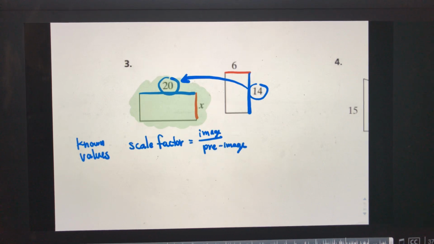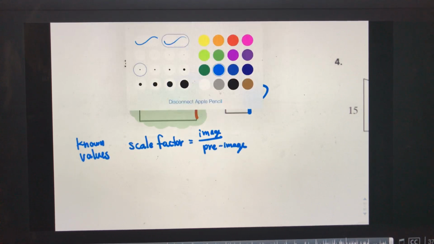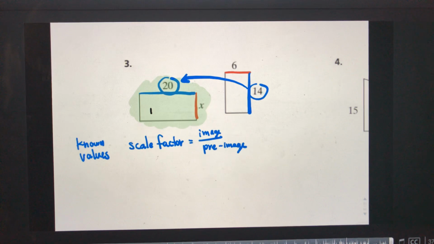in your image and pre-image, this one, okay, becomes our image. Because we're going to use the small one, okay, and make it larger. So we're going to need that known value to make it bigger. So that image is going to be 20, and the pre-image is going to be 14. This is our scale factor, 20 over 14.